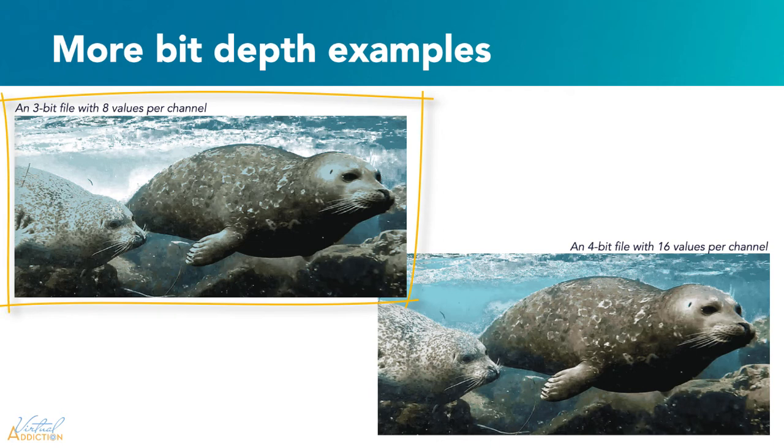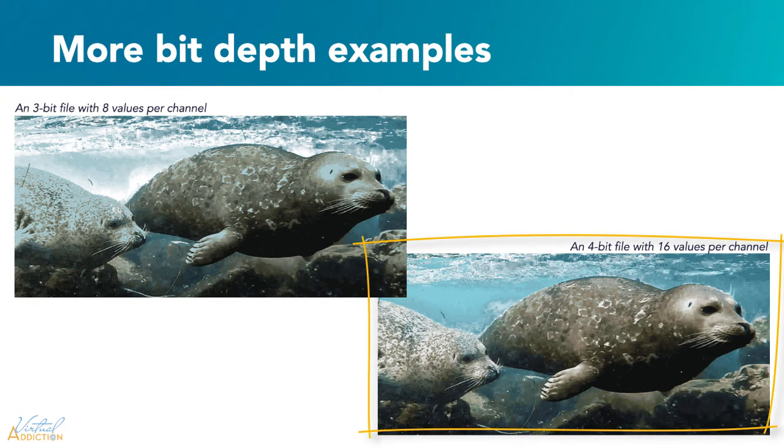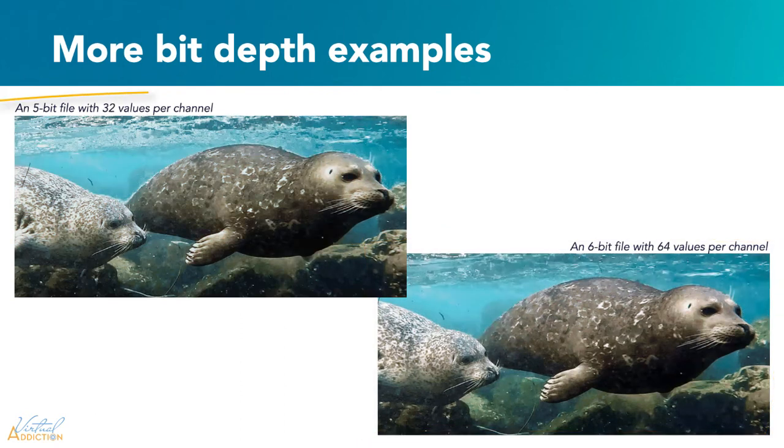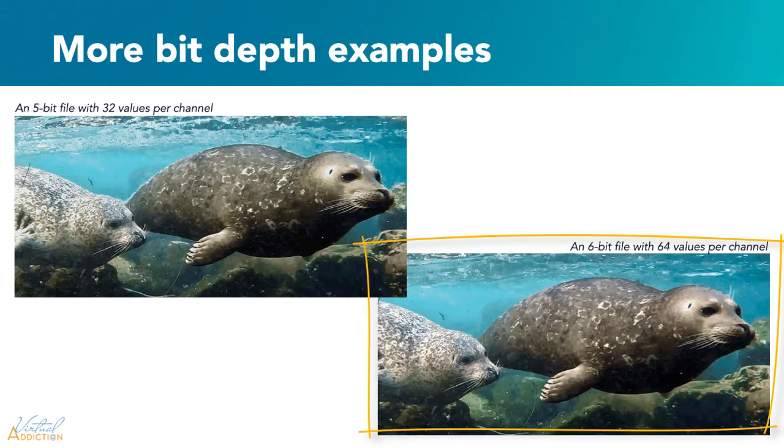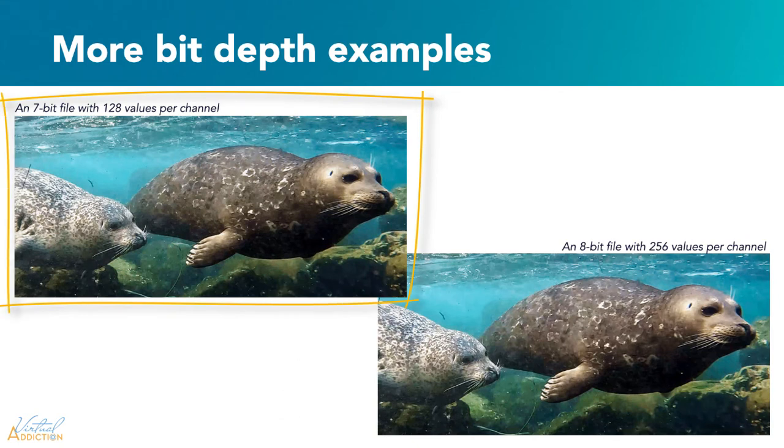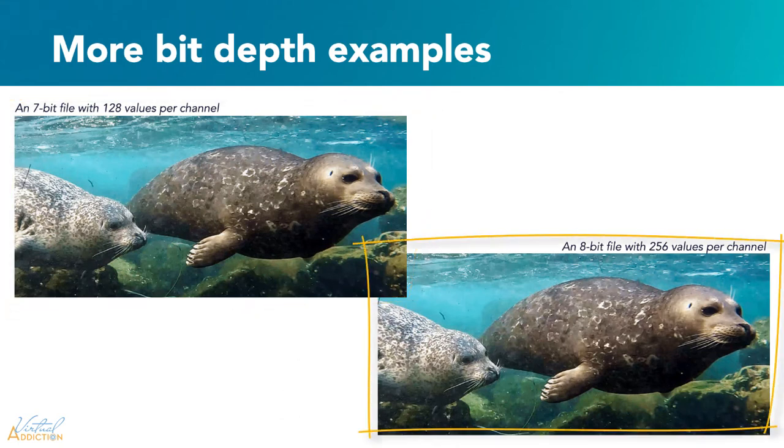Here's an example of a 3-bit file. This is giving us 8 values per channel. With 4 bits, we get 16 values per channel. And as we increase the bit depth, and in turn the values per channel, you can see that we start to recover more of the data that was in the original image. Here's what the image looks like as a 5-bit file. It now contains 32 values per channel. And at 6-bit, we get 64 values per channel. 7-bit gives us 128 values per channel, and 8-bit will give us 256 values per channel.